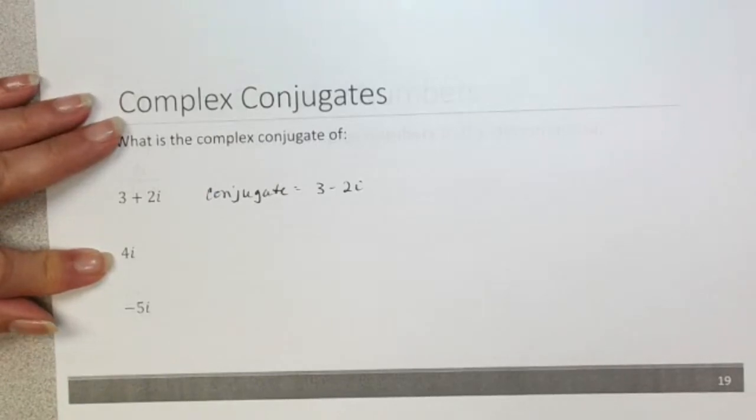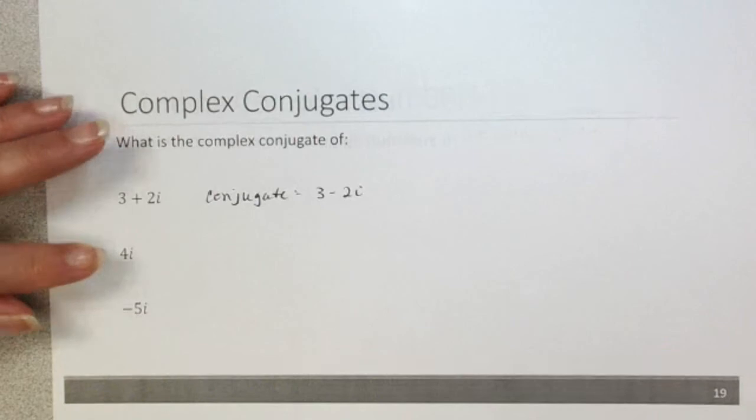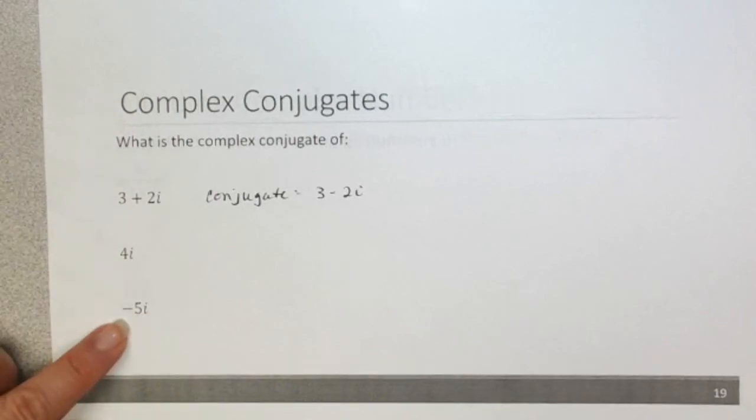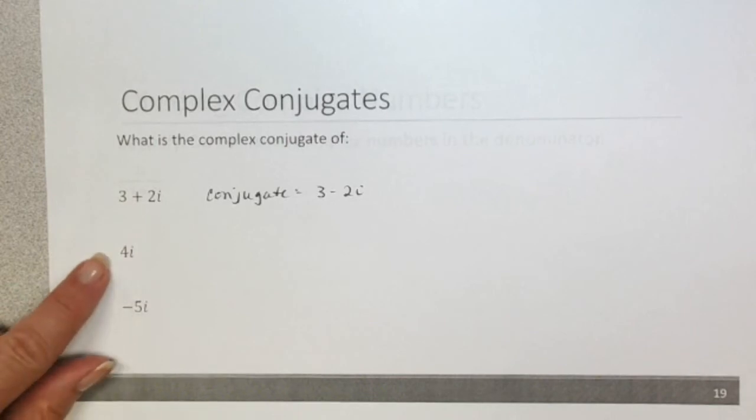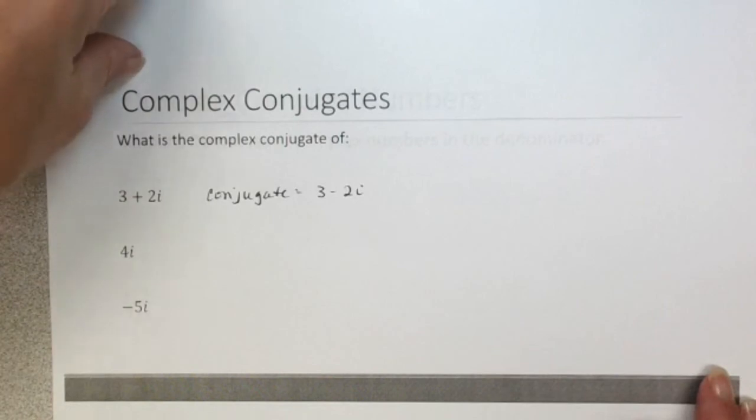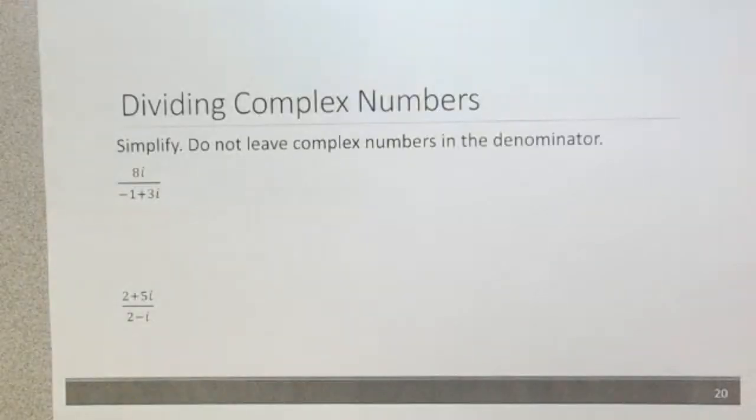What if there's only one term, though? This is interesting. What would the conjugate of 4i be? Well, it's really just anything with an i in it. Our objective here is to eliminate the i's, right? What about -5i? What is that conjugate? Well, when our objective is to remove an imaginary number in the denominator, if we only have the one term, we really could just multiply by i over i, or negative i over i. Let's look at a few examples of that.